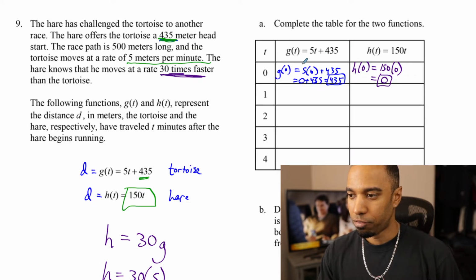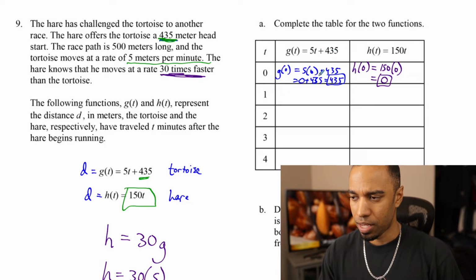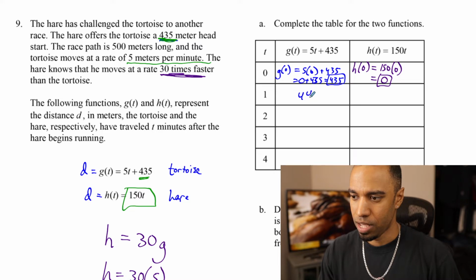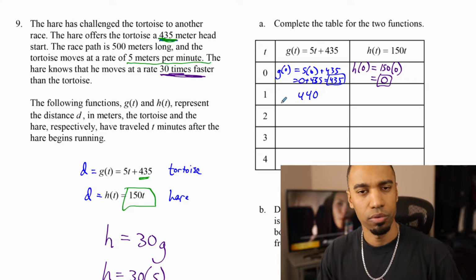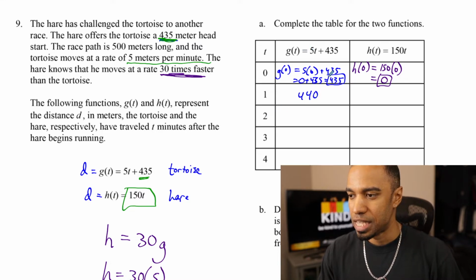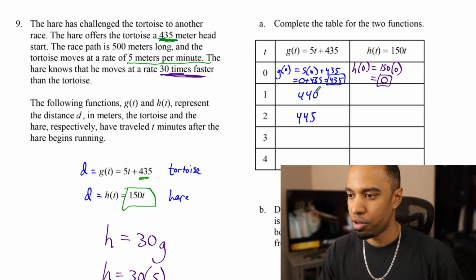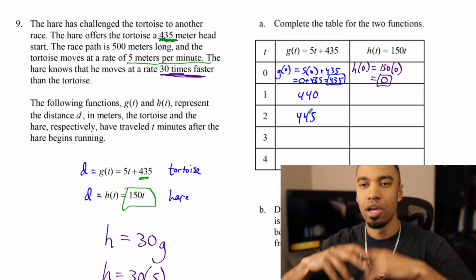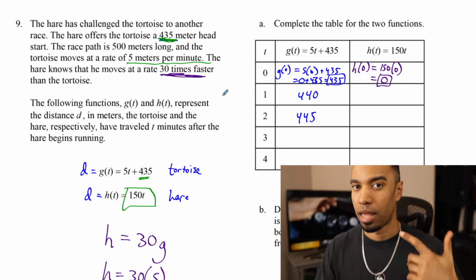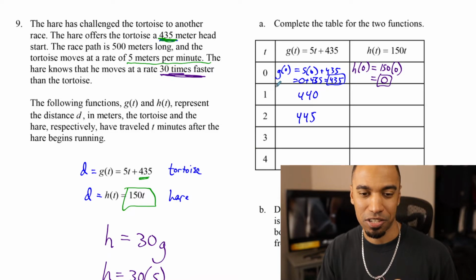After we substitute 1 for each of these, for the tortoise, 5 times 1 plus 435 is 440. Let's continue with the tortoise here. 5 times 2 is 10 plus 435 is 445. And you might notice 435, 440, 445. We're going up by 5 every minute, and that makes sense for the context of the problem.